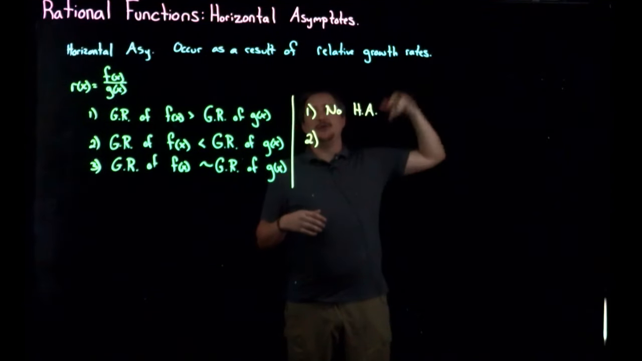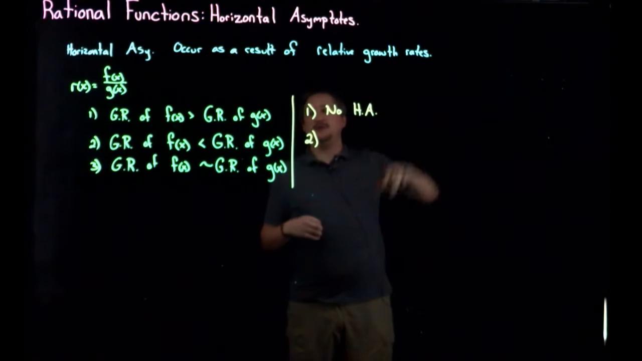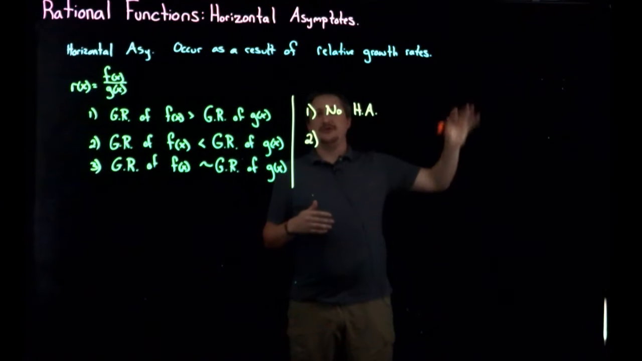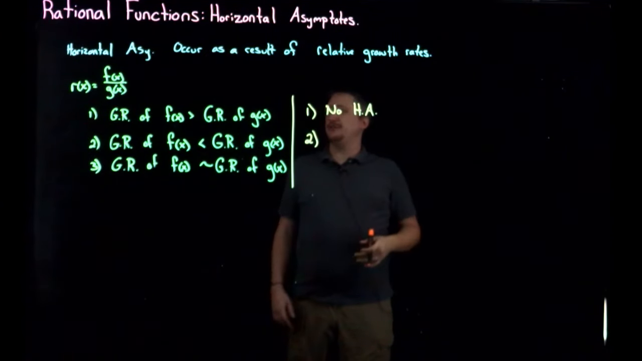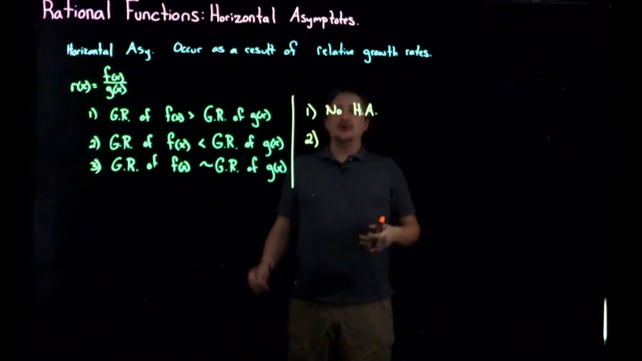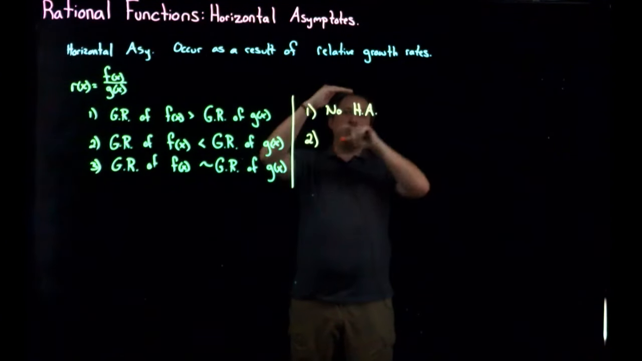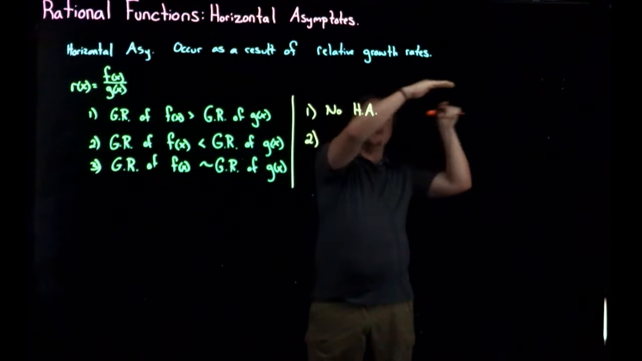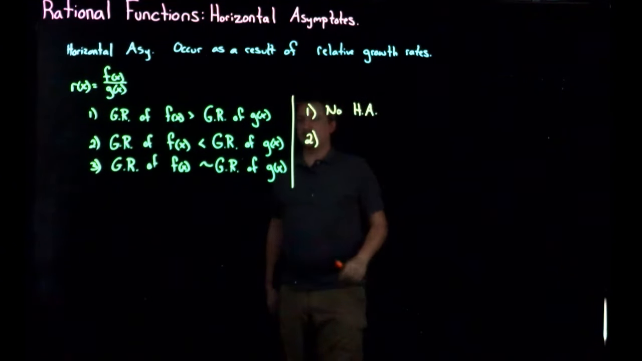Like polynomials do with positive leading coefficient, or exponentials do, again, with positive leading coefficient. So there's no sort of ceiling that it bumps into and starts trying to bend toward. So there's no horizontal asymptote.